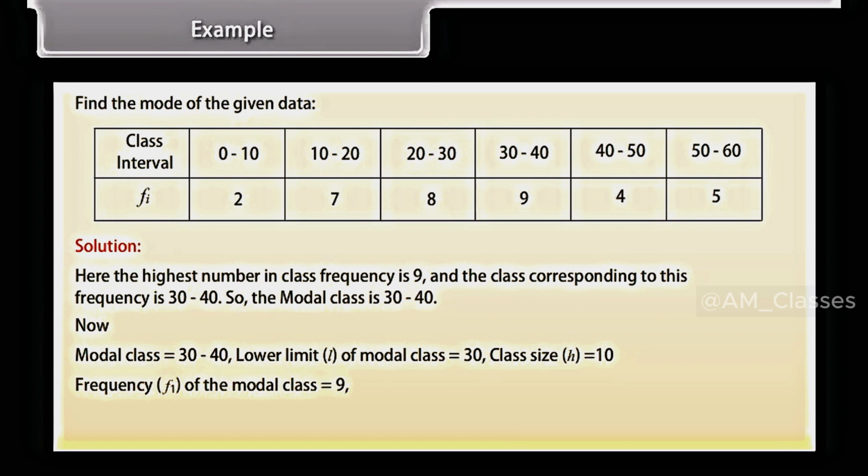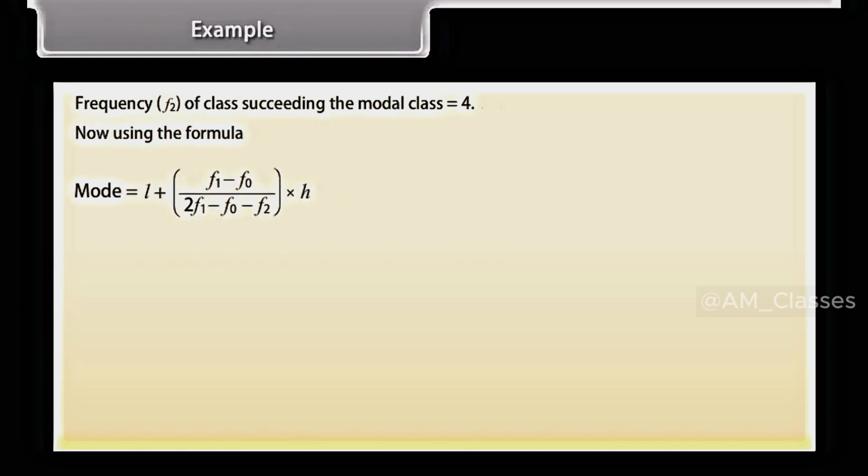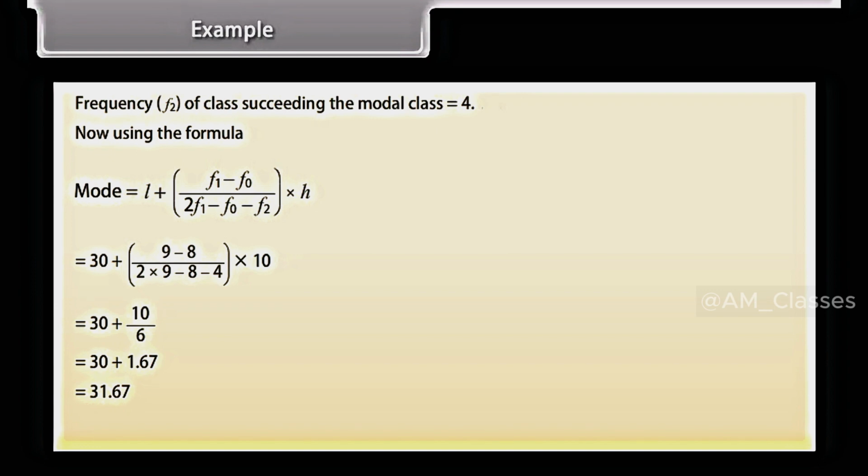Frequency f1 of the modal class equals 9. Frequency f0 of class preceding the modal class equals 8. Frequency f2 of class succeeding the modal class equals 4. Now using the formula given below, l plus (f1 minus f0) divided by (2f1 minus f0 minus f2) multiplied by h, we will find the mode as 30 plus (9 minus 8) by (2 into 9 minus 8 minus 4) into 10 equals 30 plus 10 by 6, which equals 30 plus 1.67 equals 31.67.